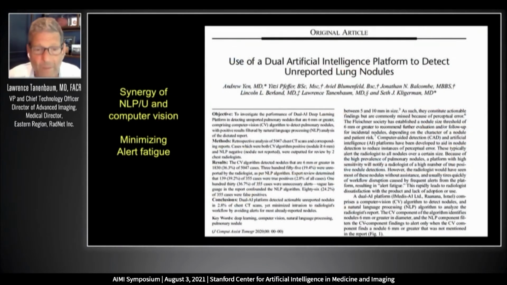This is a paper I published with the folks from AIMI, where they actually looked at their lung algorithm. And this particular algorithm combines computer diagnosis, computer vision, looking for lung nodules, as well as natural language processing and understanding, reading the report, and only flagged in this particular experiment when there was a discrepancy. In other words, it would only flag if nodules were identified that wouldn't be followed up based on what the report said. So it's really a clever way of going about this, and that's from the folks at AIMI.